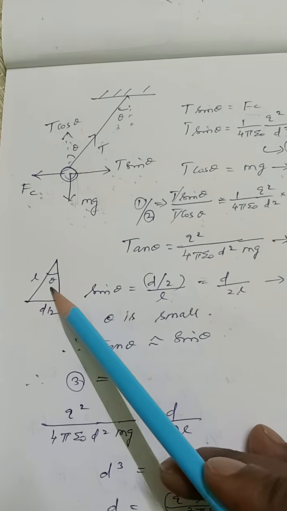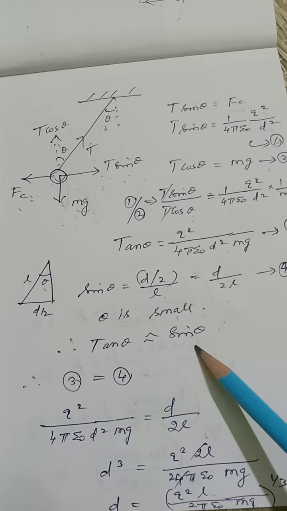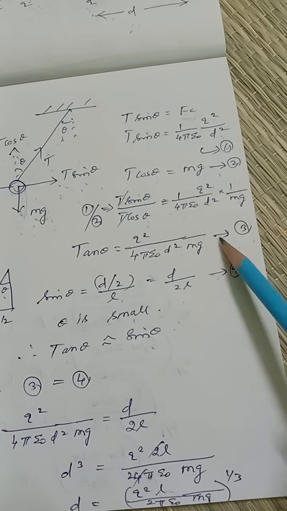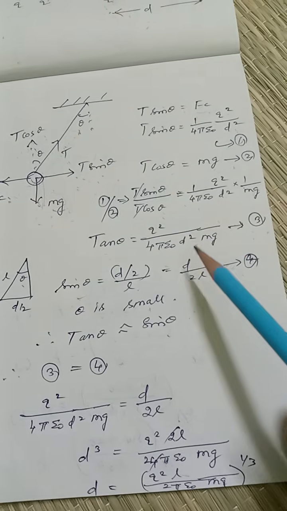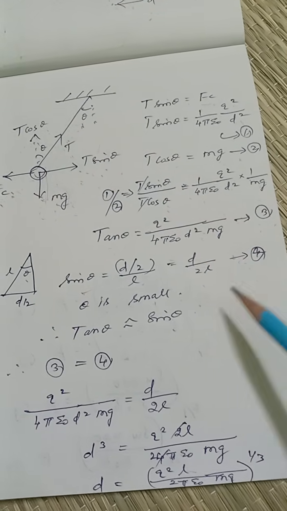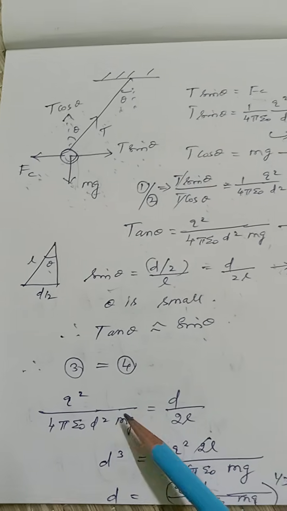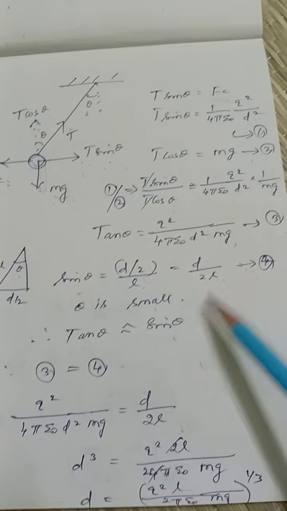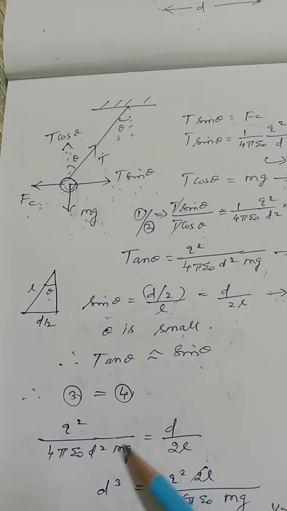This theta is very small, so if theta is very small, we can write tan theta is nearly equal to sine theta. So we can equate these two equations, 3 and 4. Left hand sides are equal, so we can equate the right hand sides. The right hand side q squared by 4 pi epsilon naught d squared by mg, equal to the right hand side d by 2l. So we just want d.